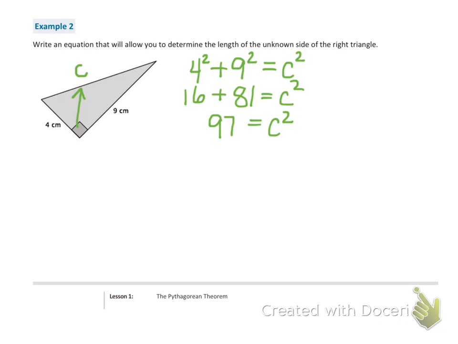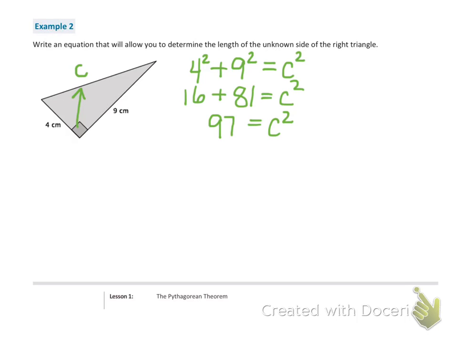Okay, so at this point, this problem is a little different than the first example because 97 is not a perfect square. I can't just think of a whole number to multiply by itself to get 97. So I have to do something a little different. And when we were doing the Pythagorean Theorem problems before, we left our answers in this form. We just said c squared is 97, so that's as close as I can get. But we're going to work now on finding more exact answers for these problems.